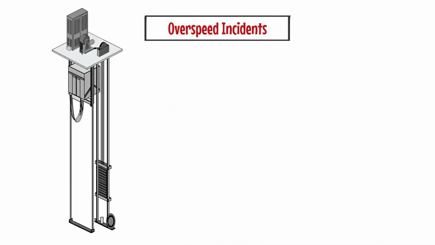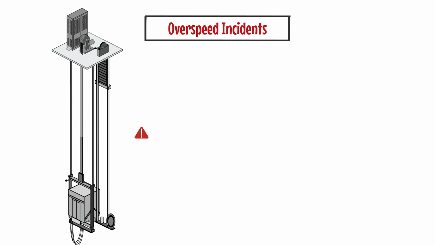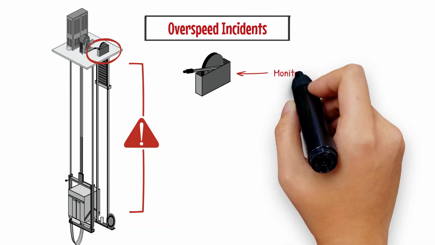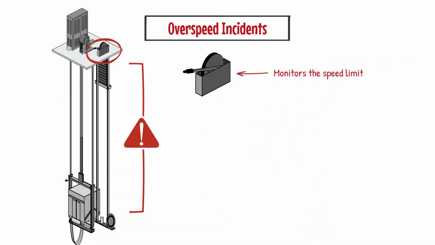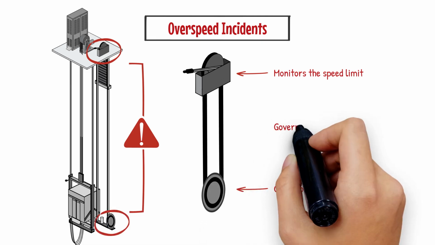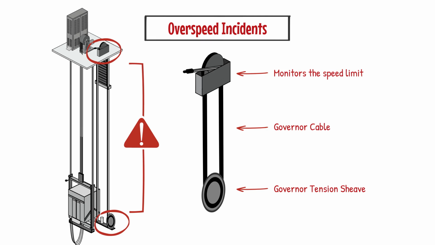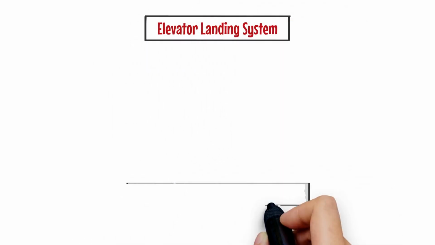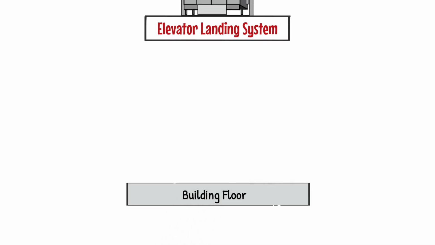Overspeed incidents are often caused by the failure of the elevator controls system to accurately regulate the speed of the elevator, creating what the industry identifies as an overspeed condition. In cases involving overspeed incidents, investigators may start with the governor, which measures speed to prevent the elevator from exceeding a predetermined upper speed limit. The governor tension shiv in the pit, which is a mechanism to keep the governor cable properly tensioned, may also be involved. The automatic landing system on an elevator controls where the elevator stops at each floor.